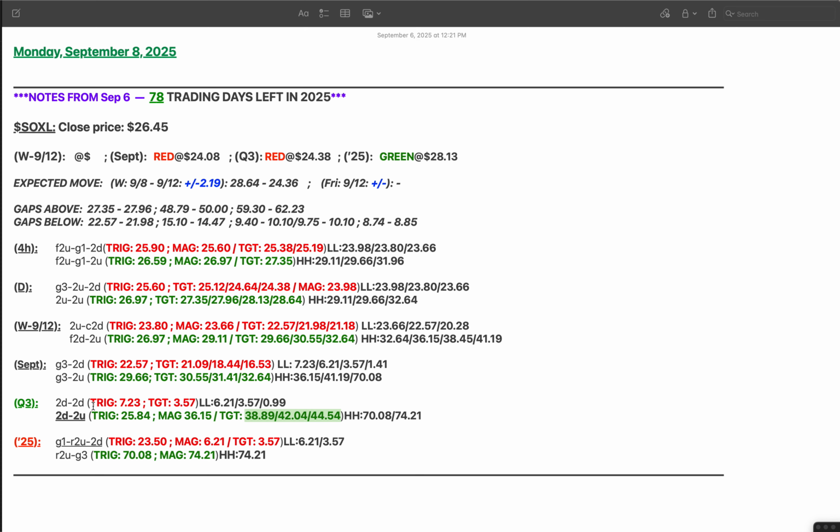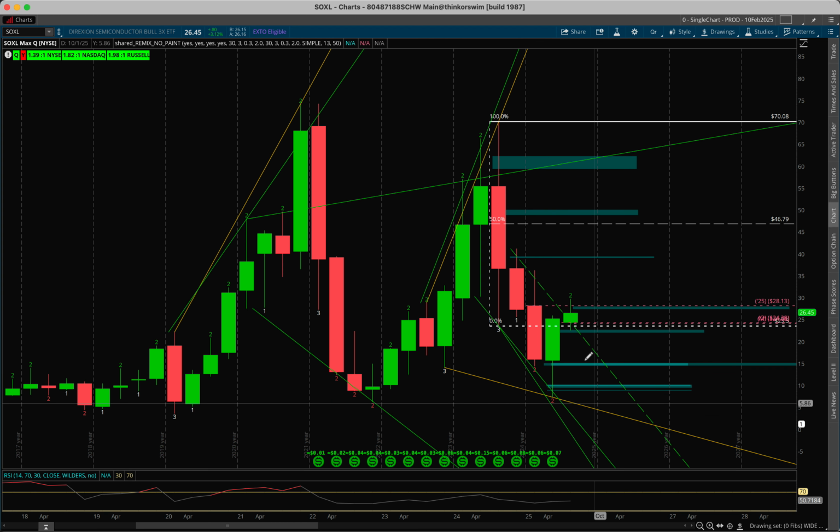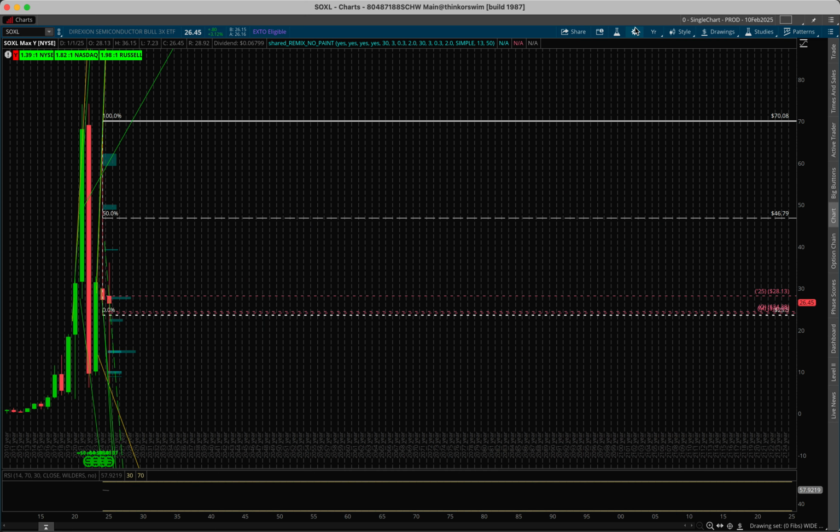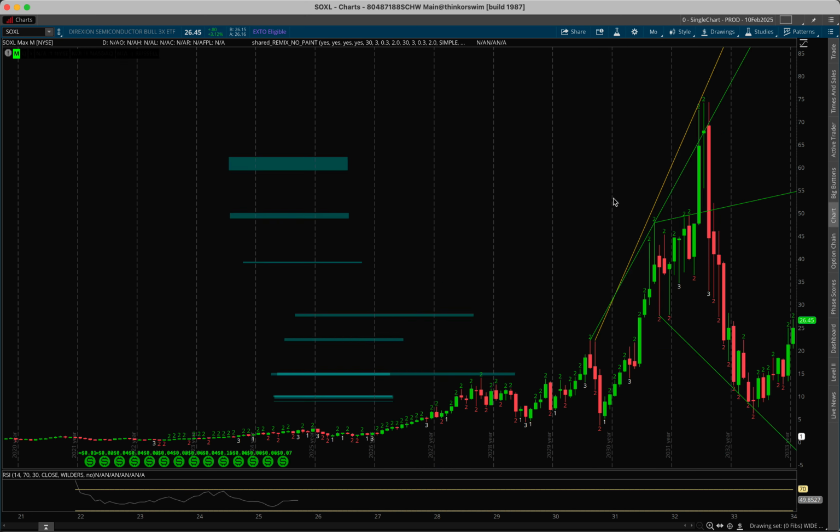To the downside, if it were to go, this would trigger a red 3. Red 3, it would trigger at 7.23. So it's got a long ways to go down from a quarter perspective. I don't think we're going to get a bearish engulfing candle on the quarter. From the month perspective, let's go ahead and bring in the month, right?